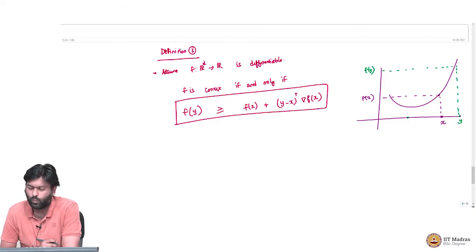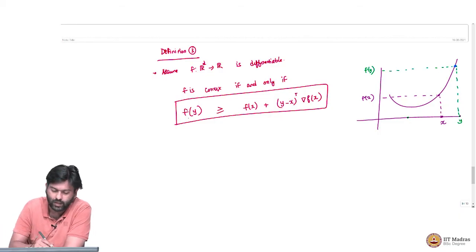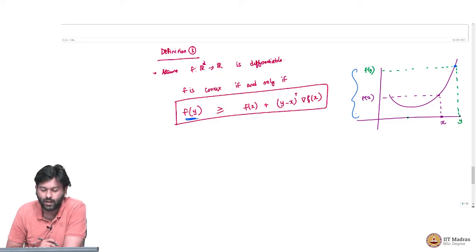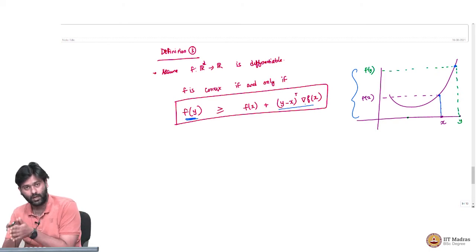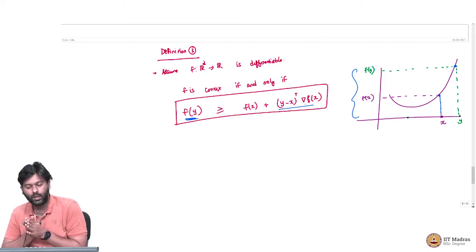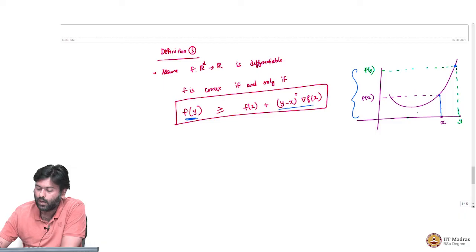Now, what does this inequality say? It says that this value f of y is actually greater than something. The left hand side is just this quantity f of y, but what is it greater than? It is greater than f of x plus something, which is, you look at the gradient of the function at the point x, and then look at y minus x transpose del f of x, which means that you are essentially thinking of this function as a linear function around this point x.